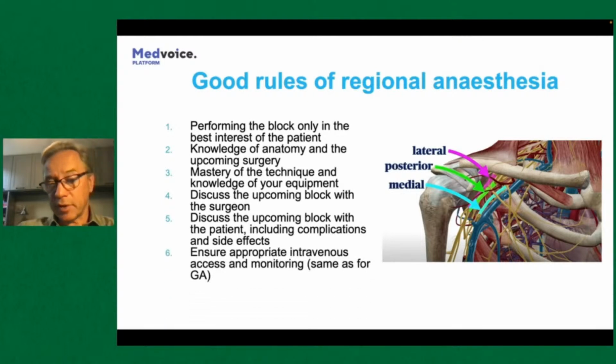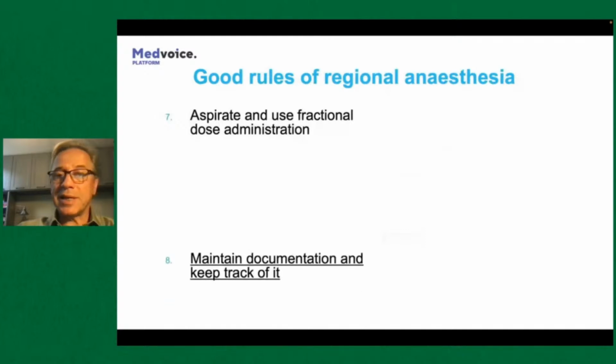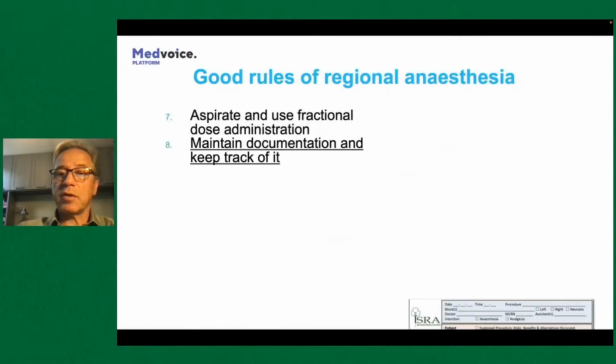Ensure appropriate intravenous access and monitoring is applied. Do not treat regional anesthesia any differently from GA. Same standards apply. They still need all the same monitoring for regional anesthesia. Aspirate and use fractional dose administration. Aspirate frequently, after 3 to 5 mils. Maintain documentation and keep track of it.